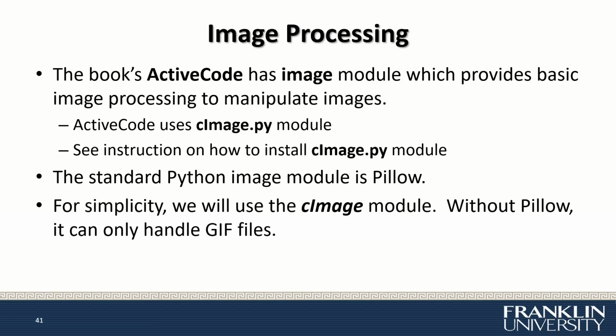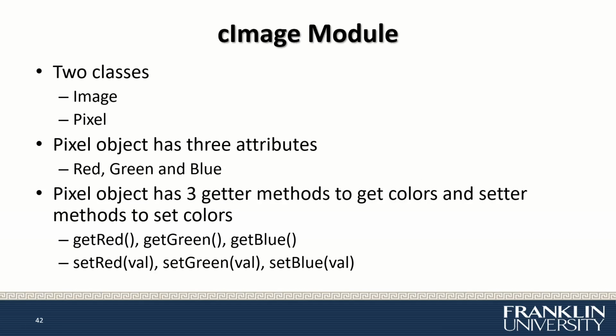The Python standard image module is Pillow, but we will not use Pillow. It's very complicated and it has a lot of features, but we want to do something simple. So for simplicity, we will use cImage module, and without Pillow, cImage module can only handle GIF files, which is fine. There are two classes in cImage module. They are image and pixel.